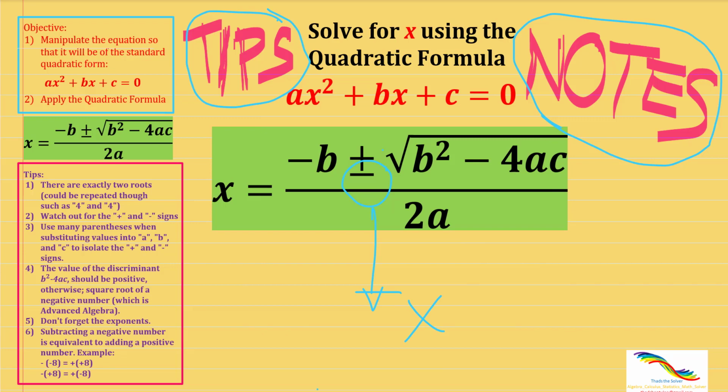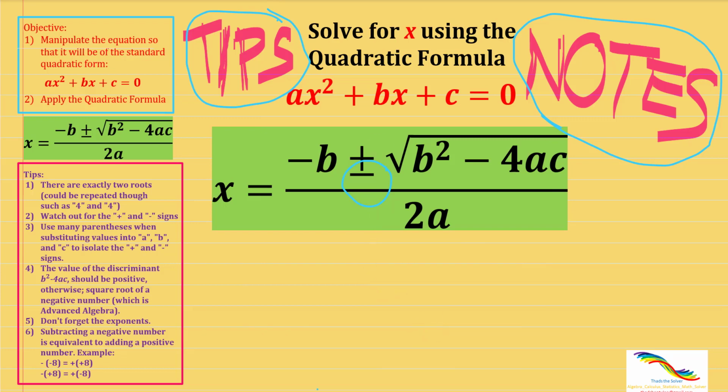We're not going to add and subtract simultaneously. It has to be done successively. There's no such thing as add and subtract simultaneously here in this formula. So we'll have exactly two roots. Right, so let's proceed.